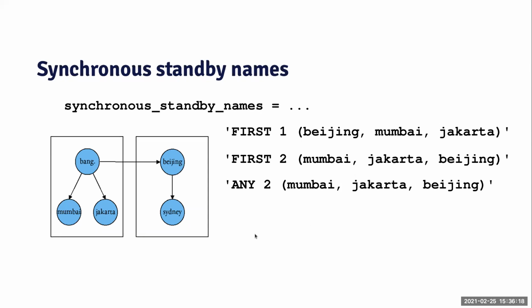Or I don't have to wait for the first 2. I can select any 2. That could be Mumbai and Jakarta or Mumbai and Beijing, for instance, and then I'm okay, and I consider this a good reply. So you can play with this, first or any. I like any a lot.